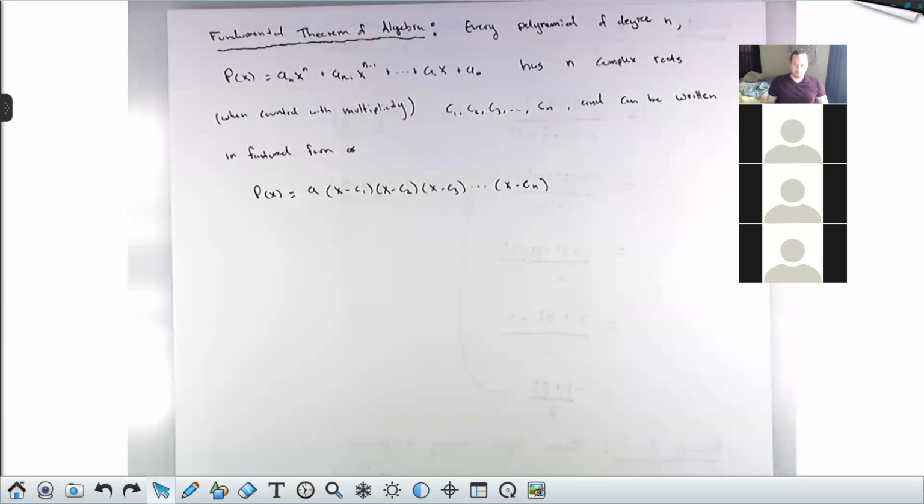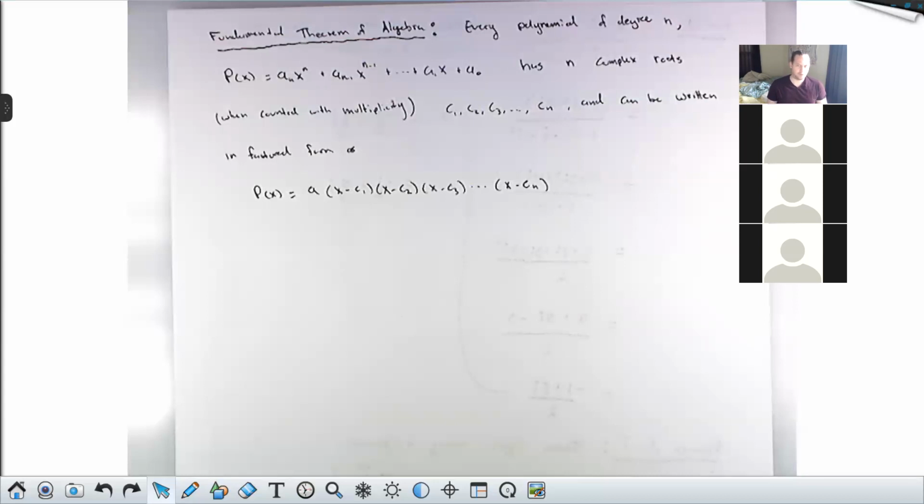So this was a big deal, and proving this is actually incredibly challenging. It's something that requires advanced calculus techniques, or if you want to get away without using advanced calculus techniques, requires very deep algebraic techniques, much harder.